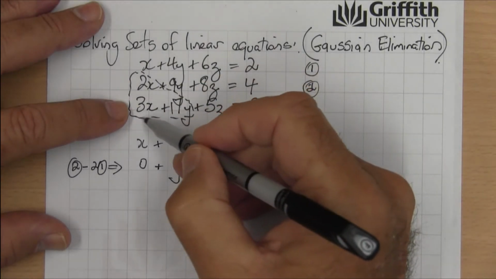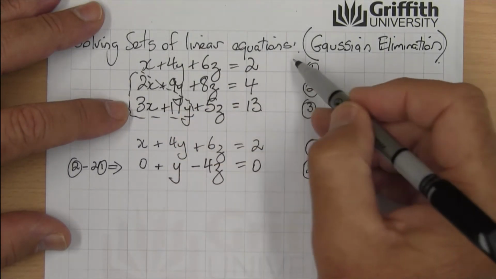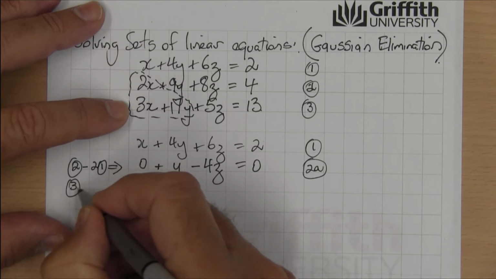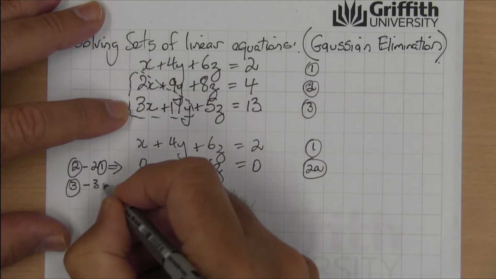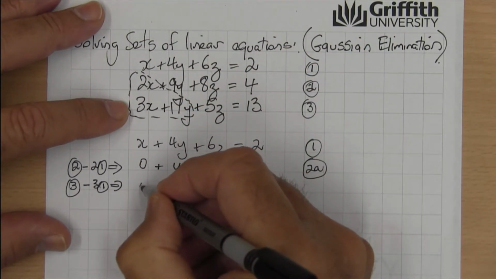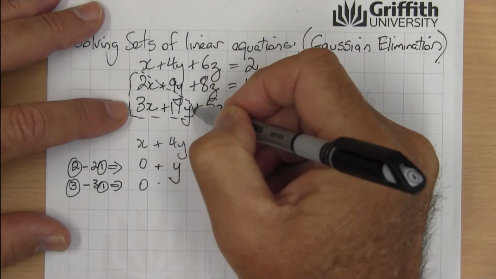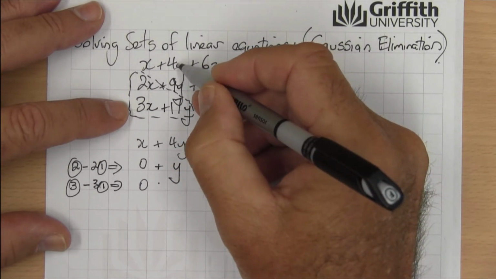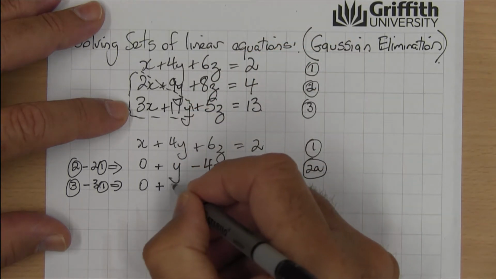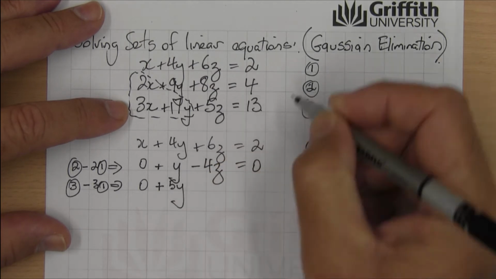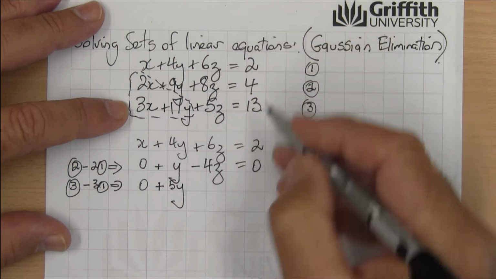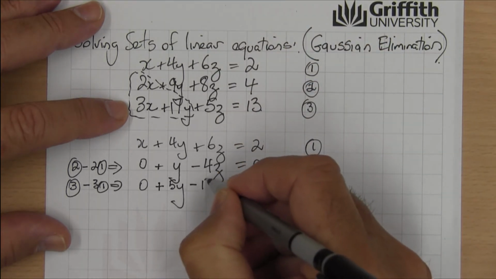Now, likewise, we want to get rid of this 3x in equation 3, and we're going to use a multiple of equation 1, so it'll be equation 3 minus 3 times equation 1. And you've got 3x minus 3x is 0. You've got 17 minus 3 lots of that, that's 12y. So you've got 17y minus 12y, so it'll be plus 5y. And then you've got 5z minus 18z, which will give us minus 13z.